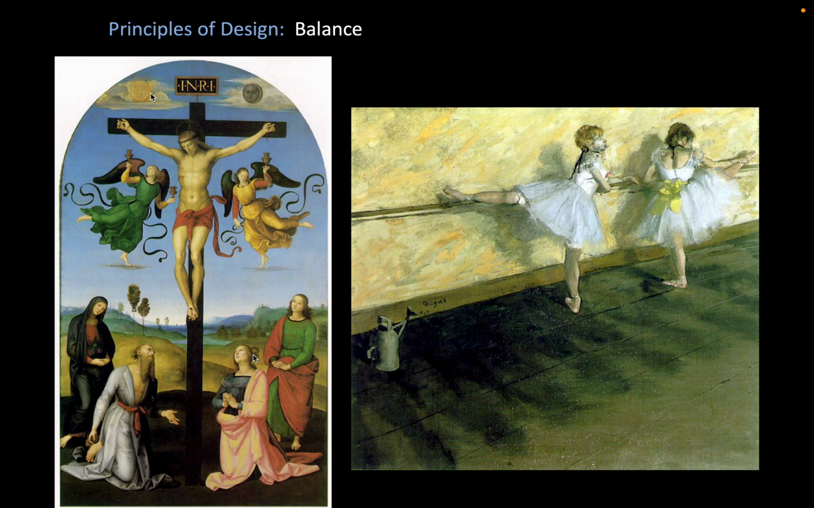We have two people on the left and two people on the right at the foot of the cross. There's a little bit of variation. There are a couple of trees there, for example. But the main forms in this are very, very symmetrical. This is symmetrical balance. Now, contrast that with the picture on the right.